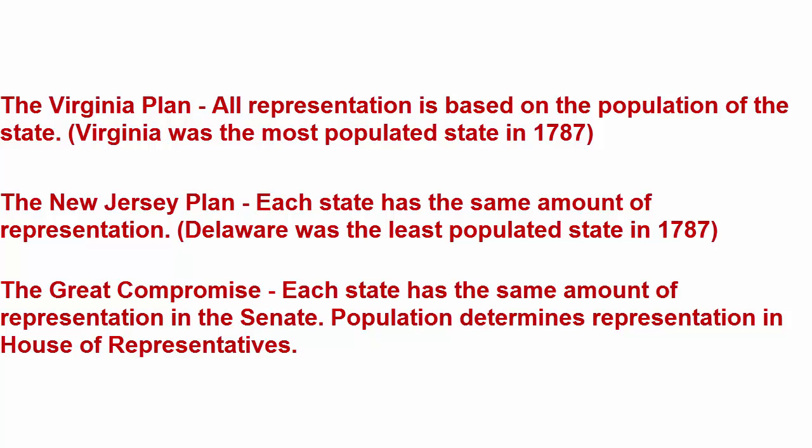The Great Compromise dictated that every state would get 2 senators in the Senate, and in the House of Representatives, representation would be based on your population. That's the Great Compromise. So you're probably wondering, how does this fit into the Civil War? Stay with me, I'm getting there. So this compromise led to another issue and then eventually a compromise that would follow.